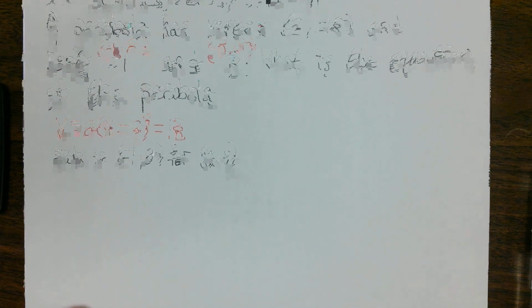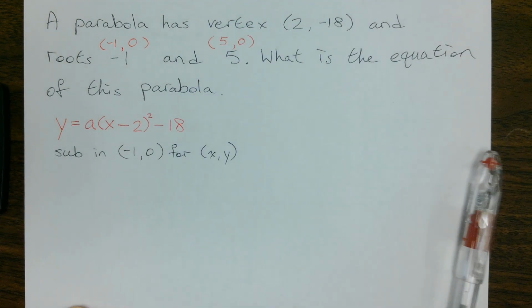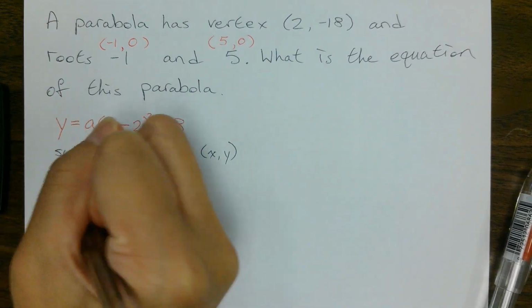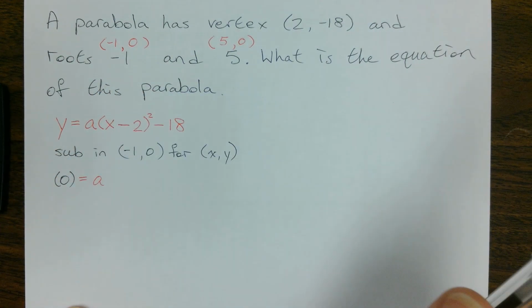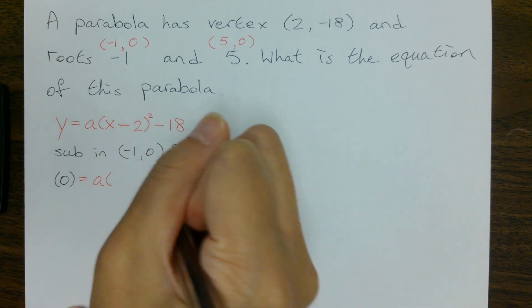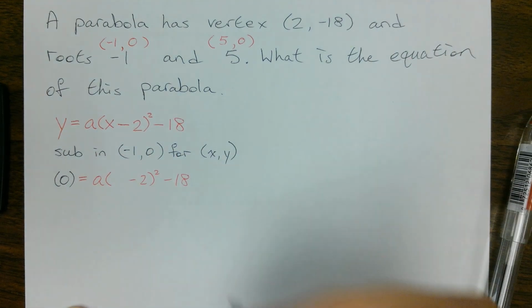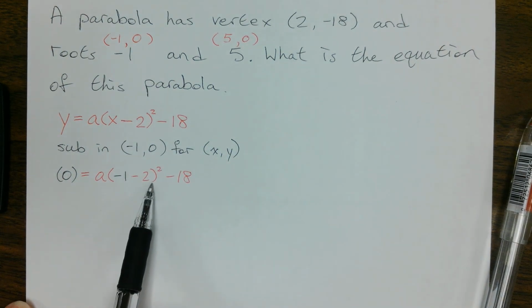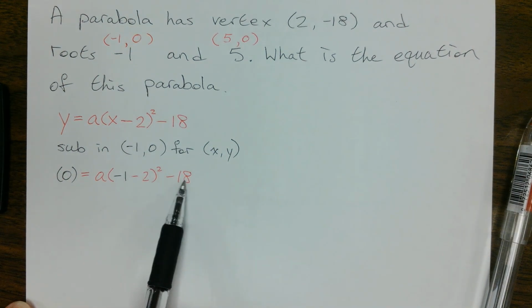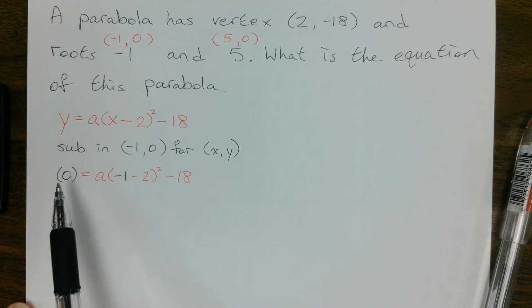Okay. So subbing it in. So 0 equals a times (-1 minus 2) squared minus 18. All right, so I subbed in the -1, 0 for my x and my y.